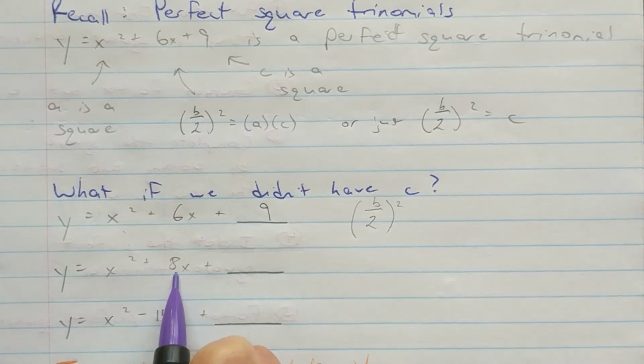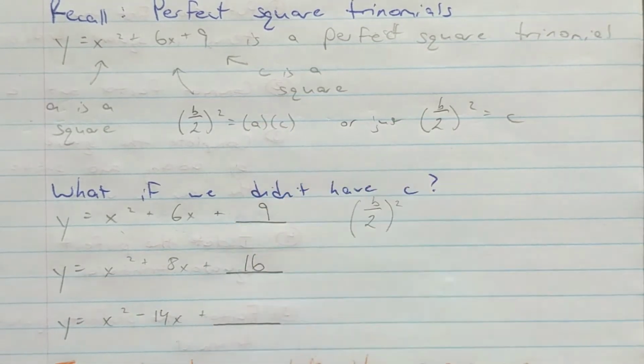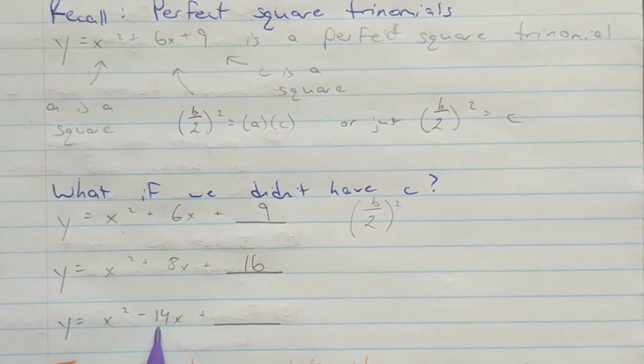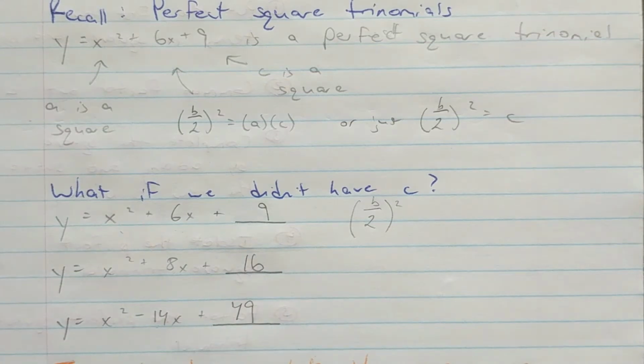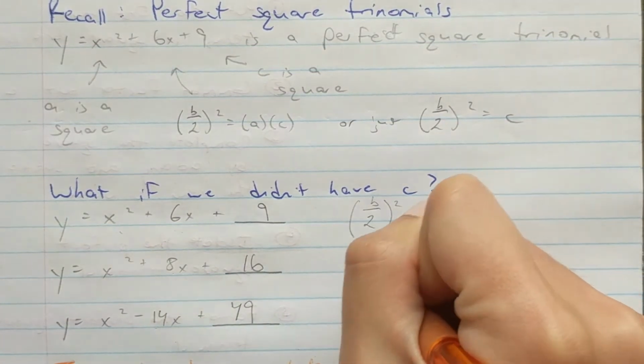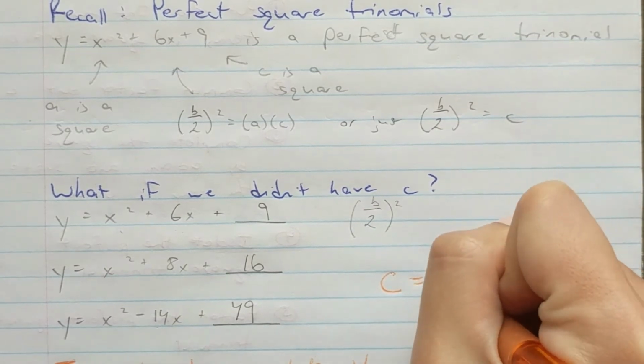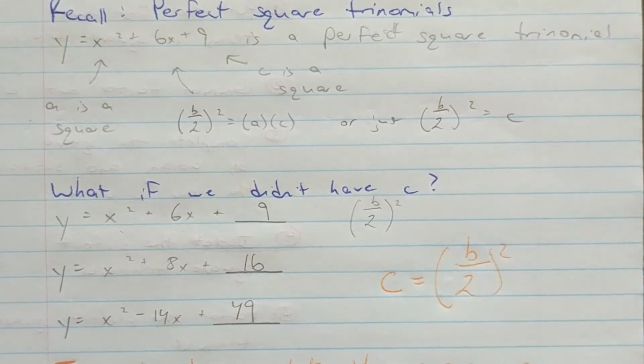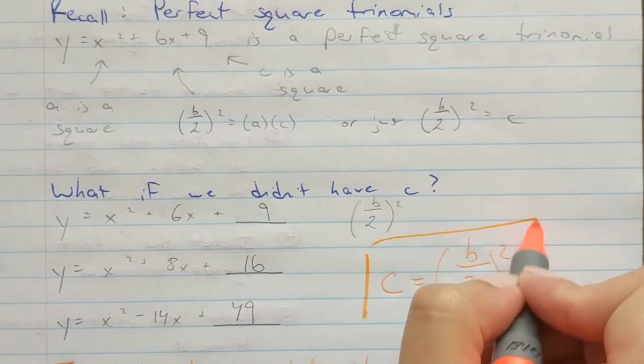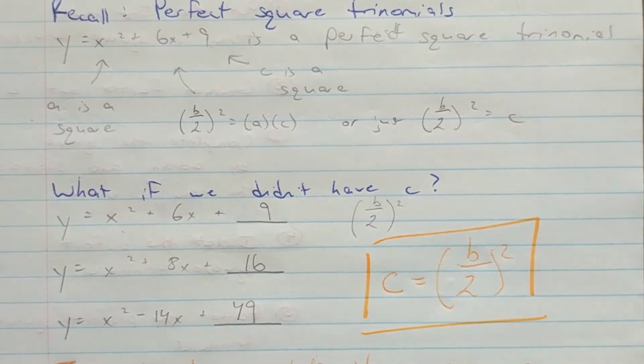Let's do this one. I have to do 8 divided by 2, which is 4. 4 squared is 16. Lastly, let's do negative 14 divided by 2, which is negative 7. Negative 7 squared is 49. So the key here, and I'm just going to write this a little bit bigger, is that c is equal to b over 2 squared. I took my b value, divided it by 2, and then squared it in order to get my c value. That is a technique that we are going to use.